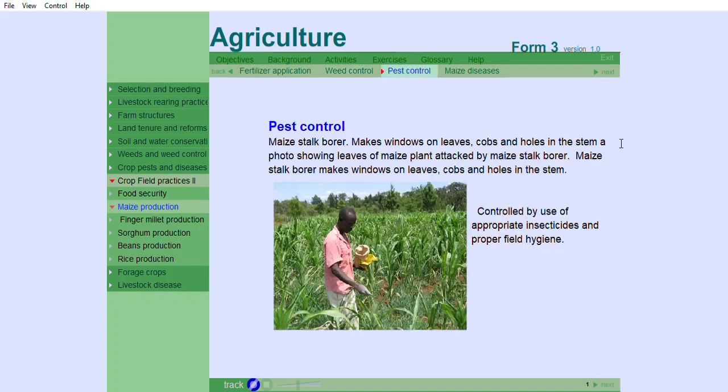Pest control. Maize stalk borer makes windows on leaves, cobs and holes in the stem, controlled by use of appropriate insecticides and proper field hygiene.